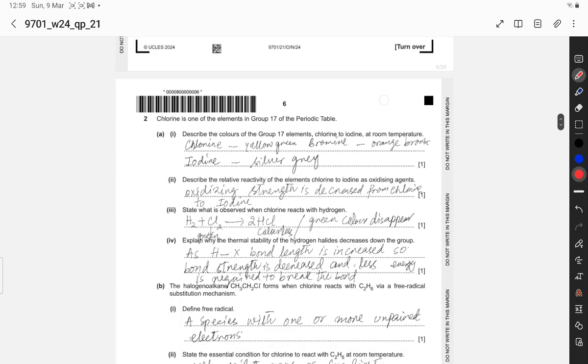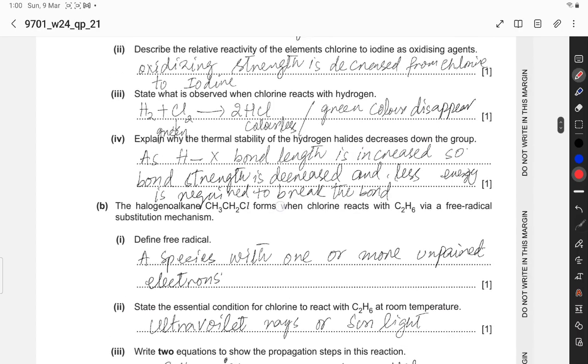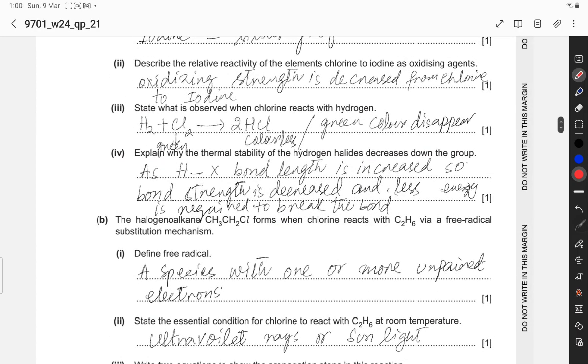Next question is chlorine is one of the element in group 17 of the periodic table. Describe the color of the group 17 element chlorine to iodine at room temperature and pressure. Chlorine is yellow green, bromine is orange brown, iodine is silver gray. Describe the relative reactivity of the element chlorine to iodine as oxidizing agents.